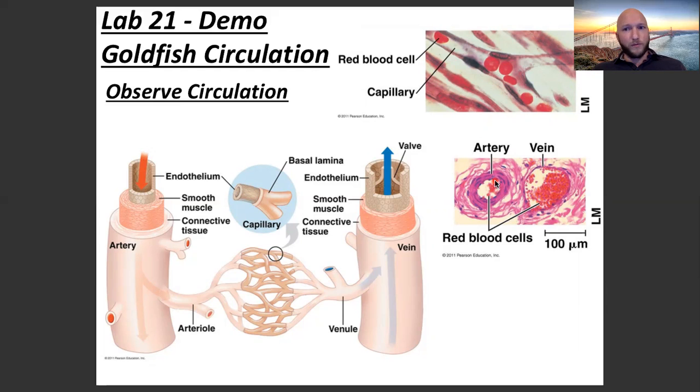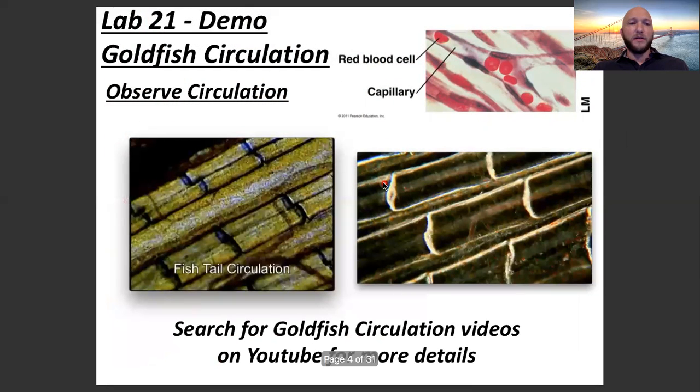We're not live, we're on the internet, so we're not going to do this demonstration together. But I have posted videos of it going on, a video from YouTube. You can also search for goldfish circulation videos and see it on YouTube. But it's the video that I posted. It looked kind of like these two right here. It's awesome. So enjoy.